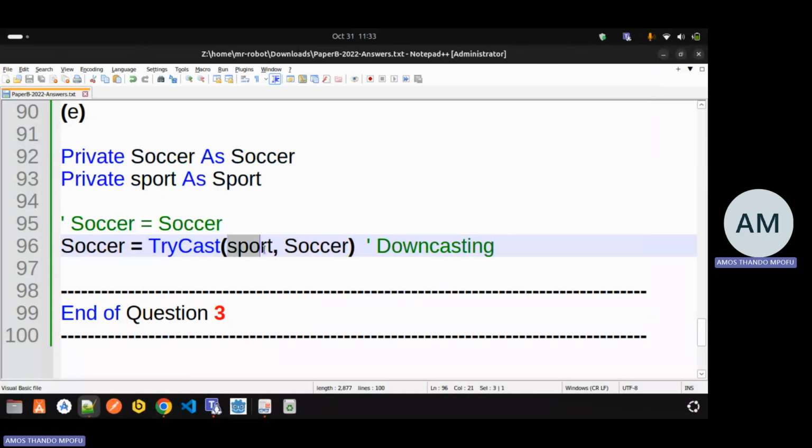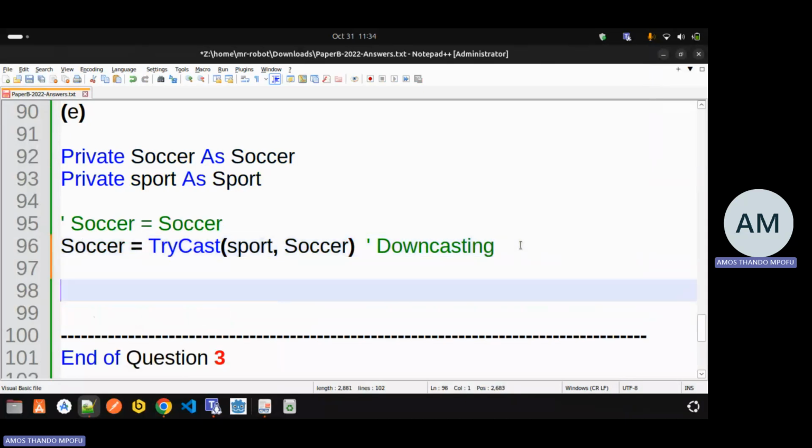Why? Because what if there's no soccer here at all? That means this can fail. So with the try, at least when you throw an exception, we can handle it, right? Remember, when you throw an exception, we can catch it, right?